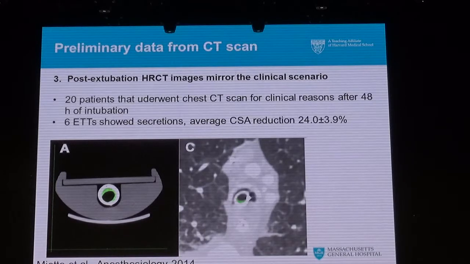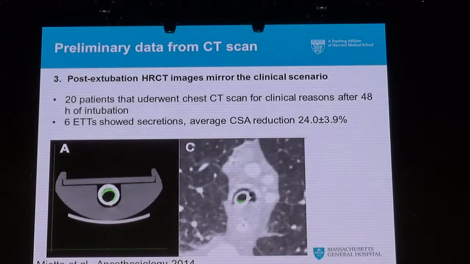In patients that were intubated and had to go through a high resolution CT scan of the chest, we tried to reconstruct and look for biofilm within the endotracheal tube. And what we found was the same, that the cross-sectional area of the endotracheal tube is lost. About 24% is obstructed in the maximal cross-section reduction area.